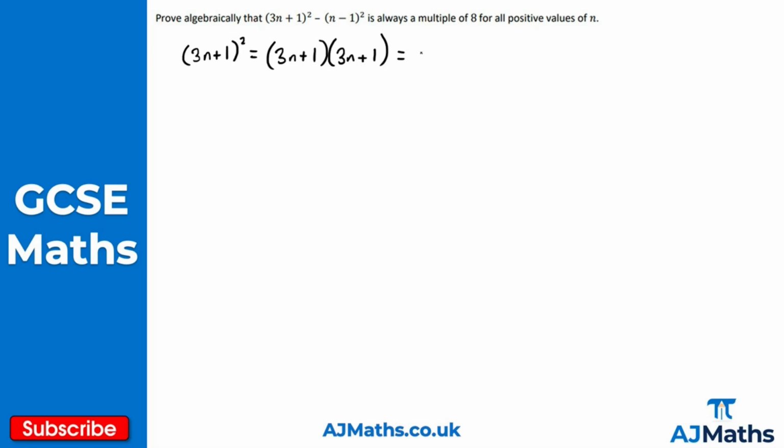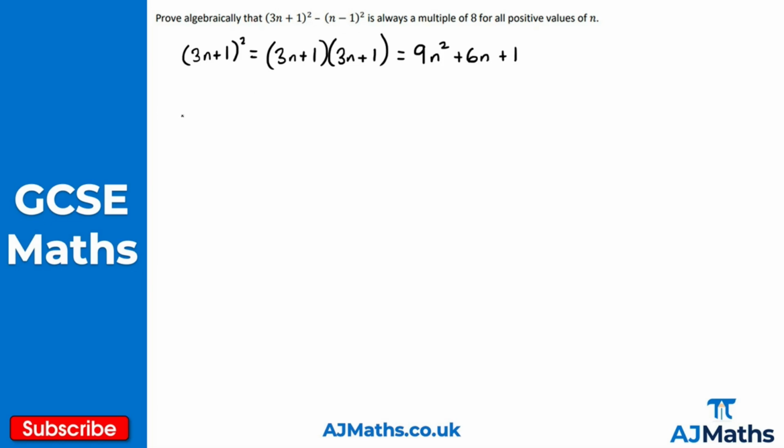So 3n times 3n, that gives me 9n squared. 3n times 1, that would give me 3n. And again, 1 times 3n would give me another 3n. So in total, we've got 6n. And then 1 times 1 gives me 1. Then we do minus here.